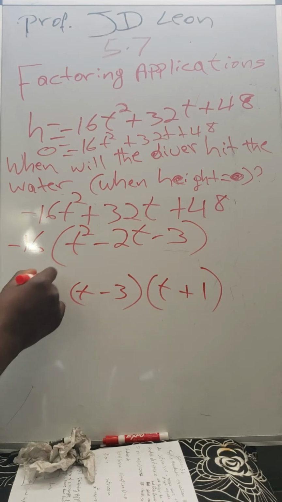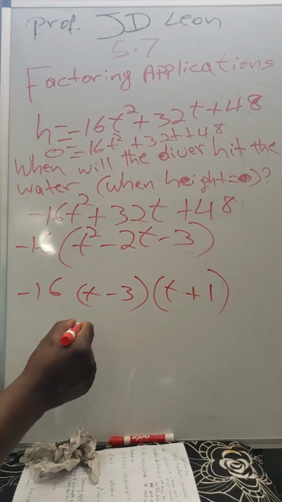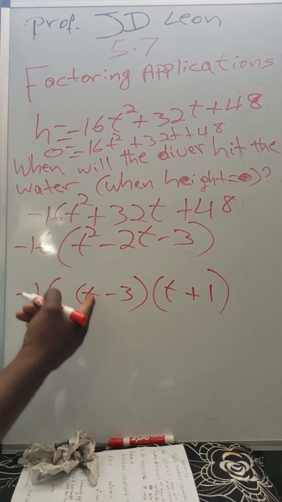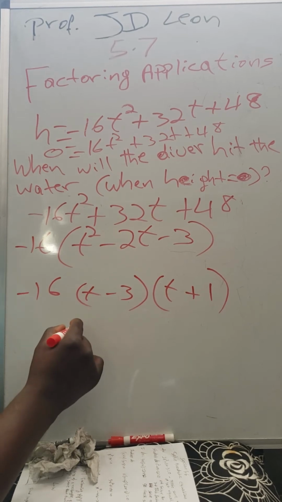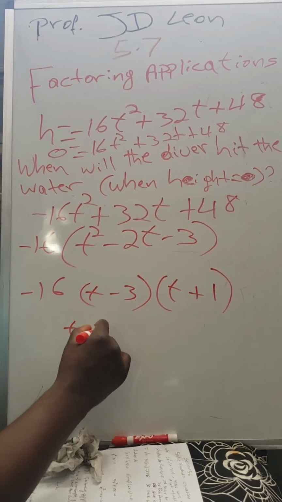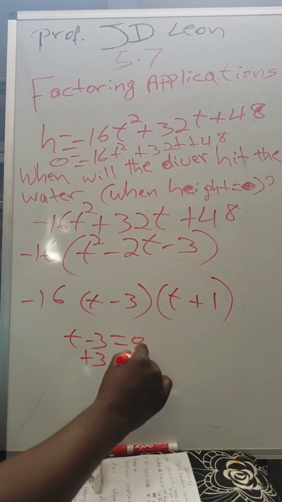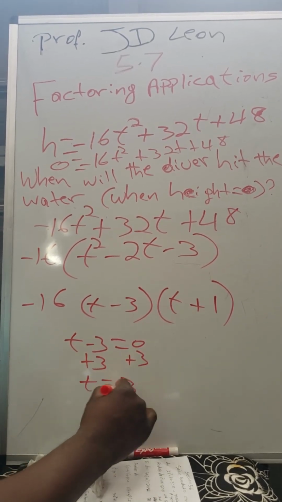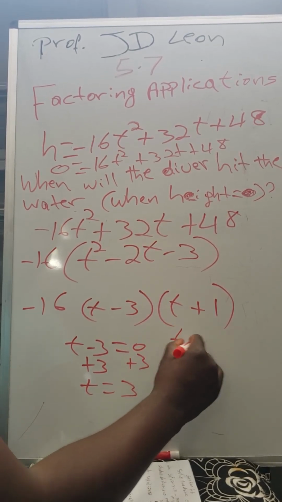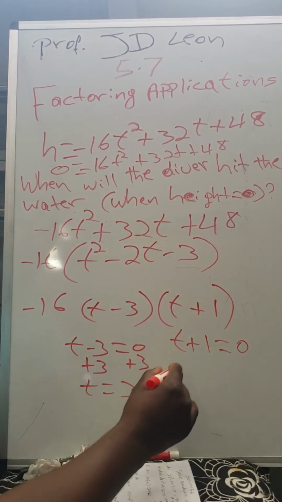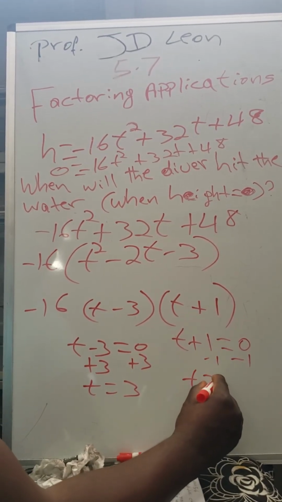So you can bring this negative 16 down, but obviously it's not going to really count. What you really want to do is set these factors equal to 0, because remember, you're trying to find the height. So t minus 3 equals 0. You add 3 to both sides, and then t equals 3. And for this side, you set t plus 1 equals 0, and then you subtract 1 from both sides, so t equals negative 1.